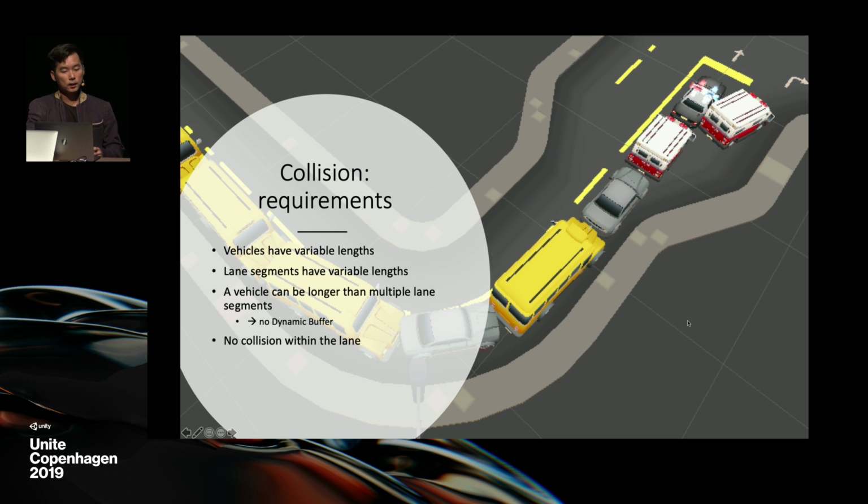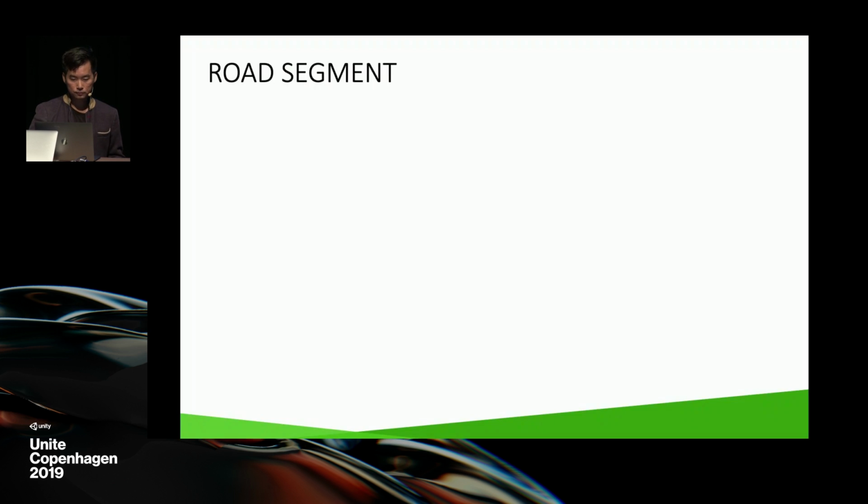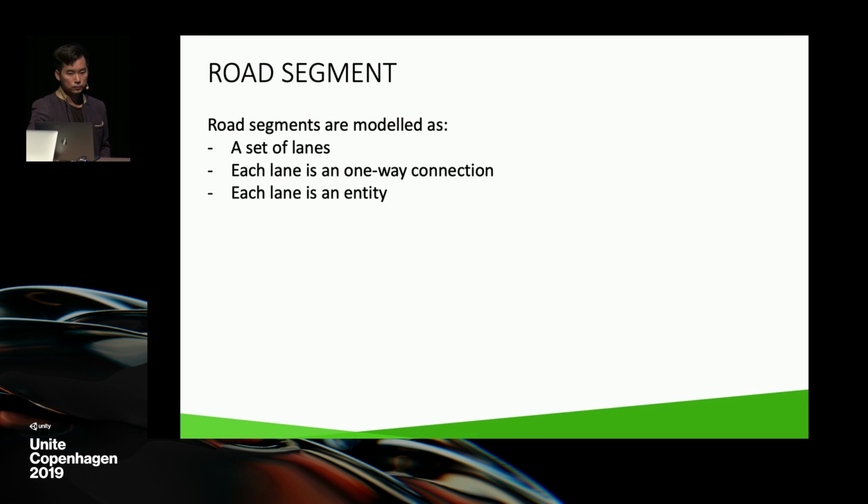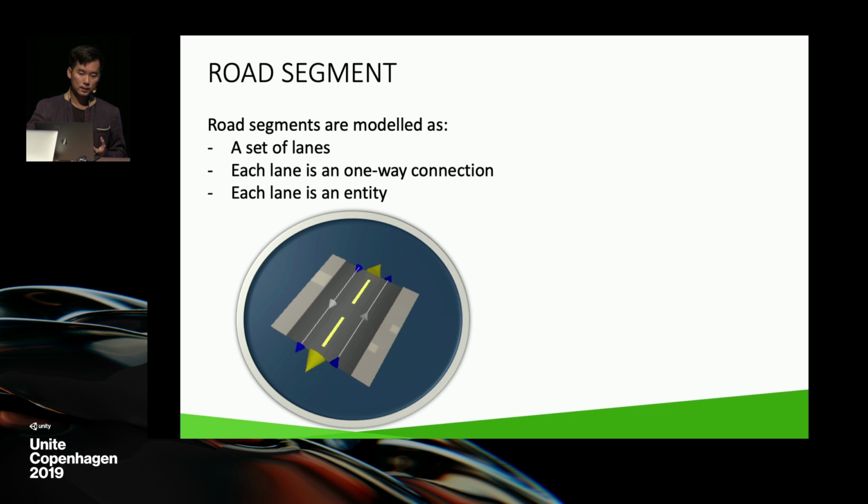Of course, we need this requirement that there's no collision within the same lanes, and also no collision when lanes are splitting or merging. So in the game, the road segments are modeled as a set of lanes. Let's take a look at this simple road segment. They have 2 lanes. Basically, each of them is a one-way connection and is also modeled as an entity. So you have 2 entities here, 2 lane segments.